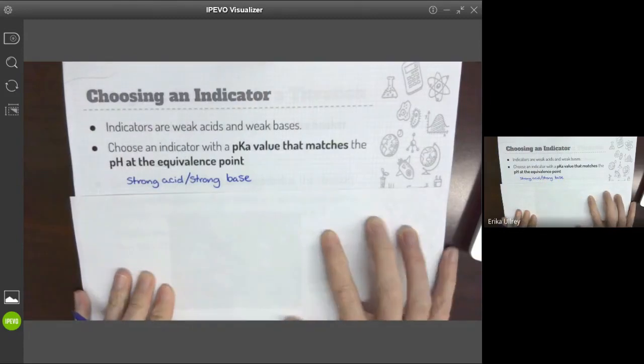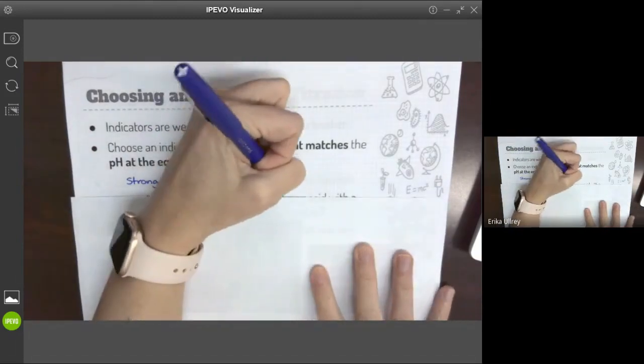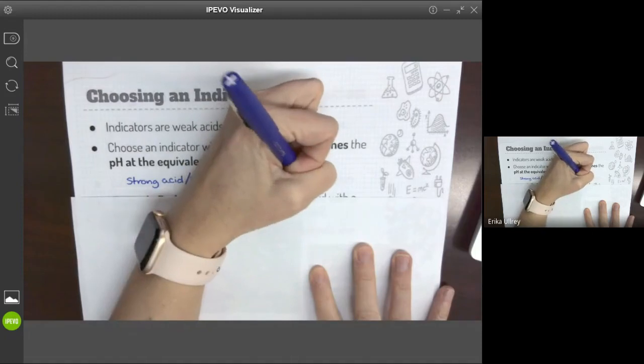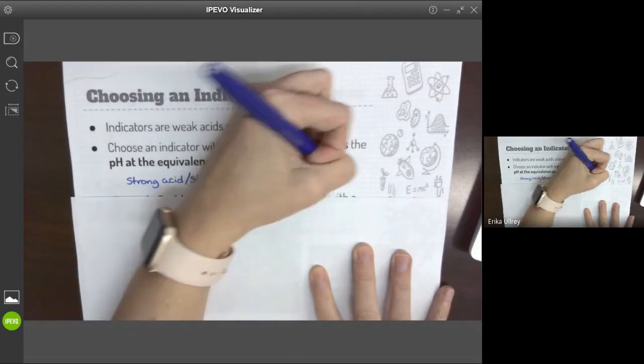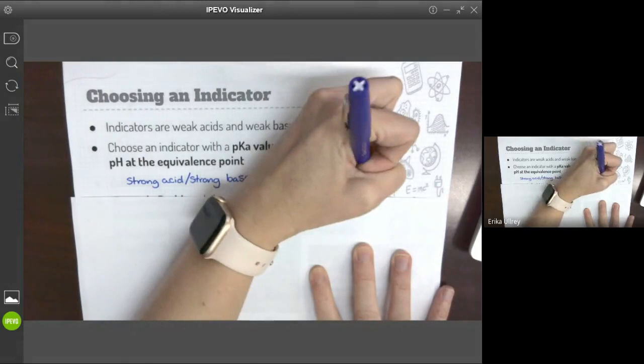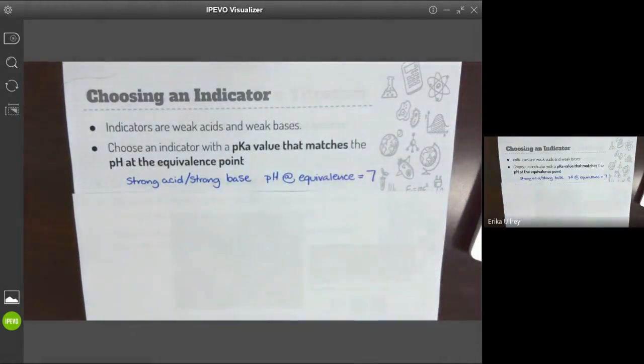So strong acid, strong base, pH at equivalence equals 7, okay? That pH will be different if we're using a weak acid or a weak base. But for strong acid, strong base, the pH at the equivalence point is going to be 7. What we're going to talk about coming up on Friday and the start of next week is how do we know what the pH would be at the equivalence point if it wasn't a strong acid, strong base, okay?